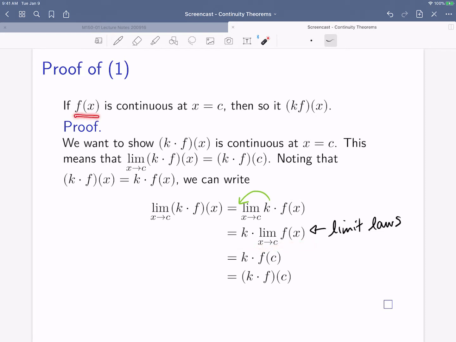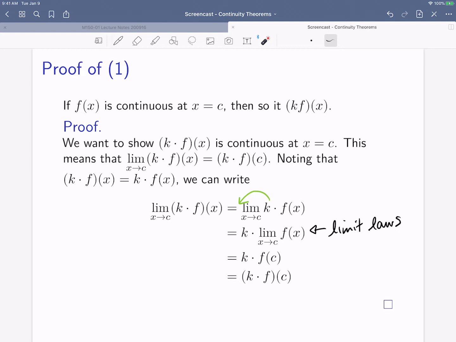Now we know f is continuous at c, so this limit is the same thing as f of c. So I'll make that substitution. And then, goodness gracious, here I've got k times f of c, but that's the pointwise definition of k times f evaluated at c. And this establishes what we wanted to prove, right? We wanted to show that this is true, and we did. On the left-hand side, we've got that limit statement, and on the right-hand side, we end up with what we wanted to end up with. So that's the proof.